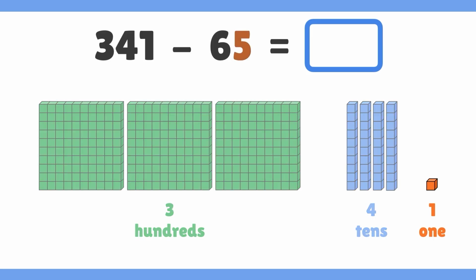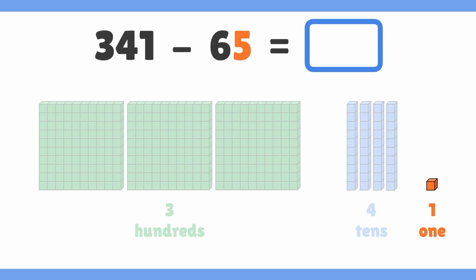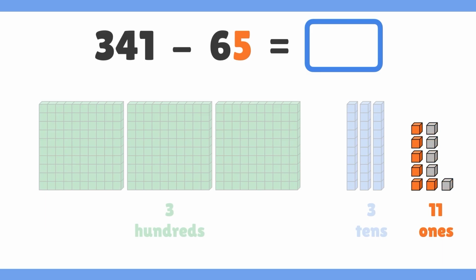First, let's subtract our ones. Our model has 1 ones block, and we need to take away 5 ones blocks. To do this, we need to regroup. We can exchange one of our 10 blocks for 10 ones. Now we have 11 ones and are able to take away 5 ones. 11 ones minus 5 ones is 6 ones.